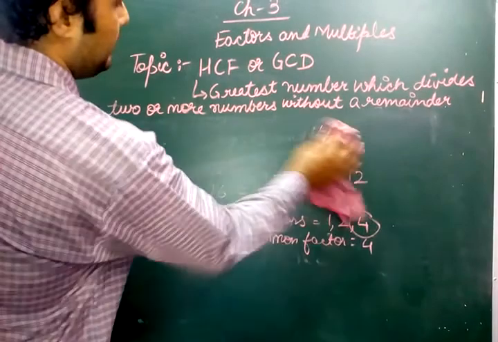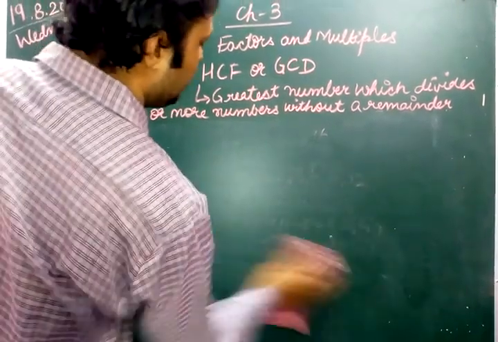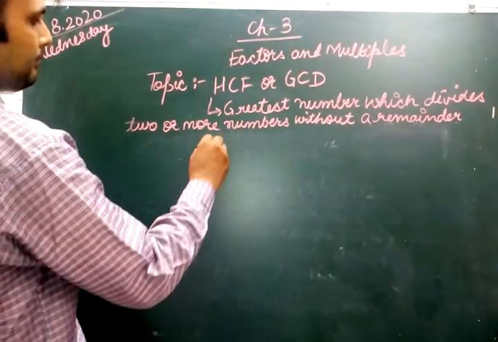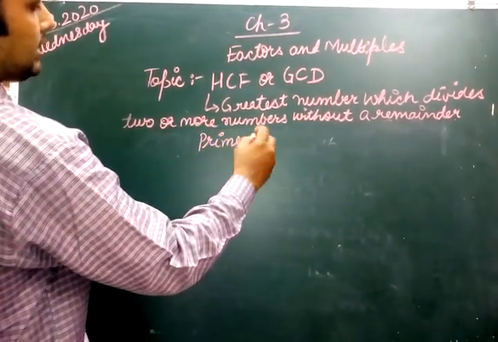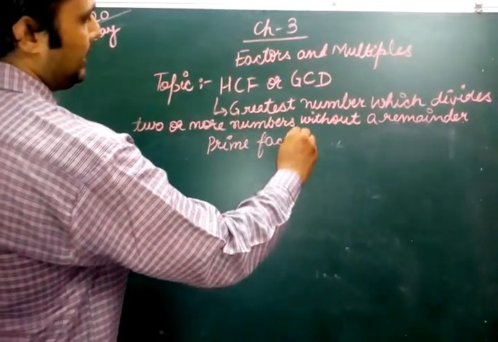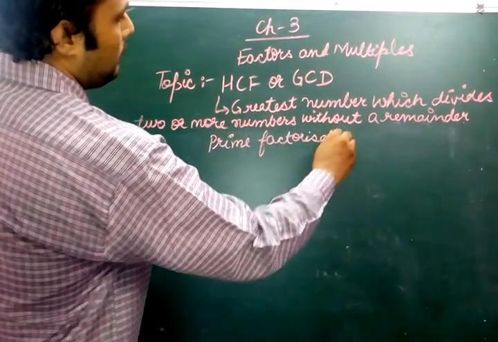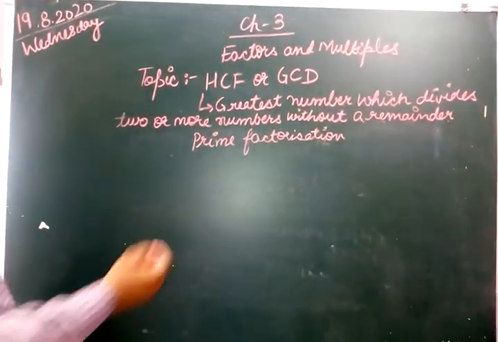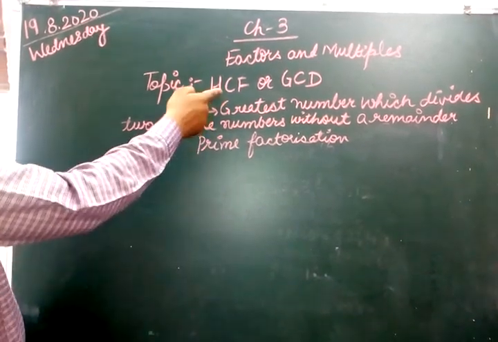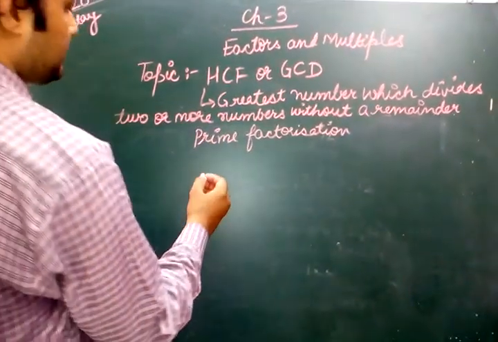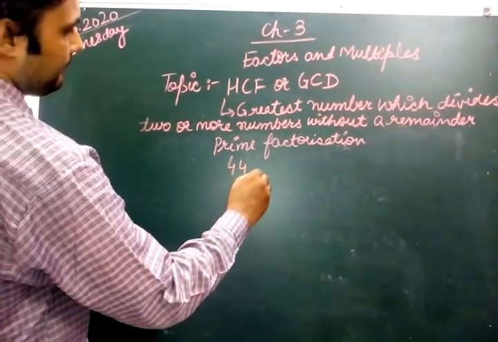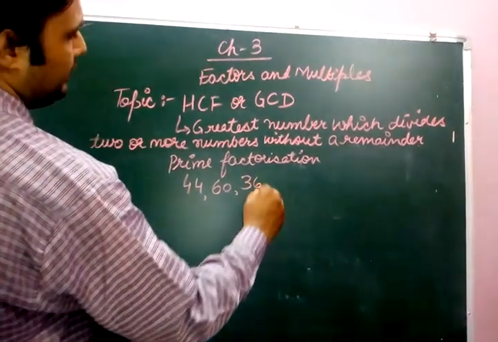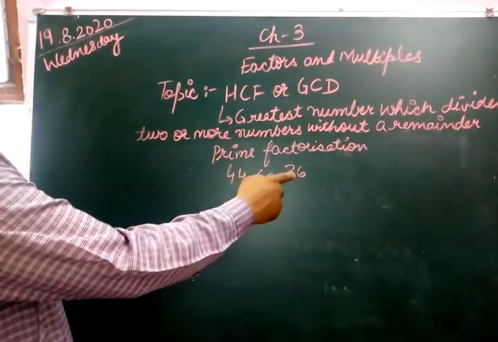Now the next method is the prime factorization method. By the prime factorization method, which you have done in the previous exercise also, we can find out the HCF. Now suppose we take an example of 44, 60 and 36. So we have to find the HCF of 44, 60 and 36.